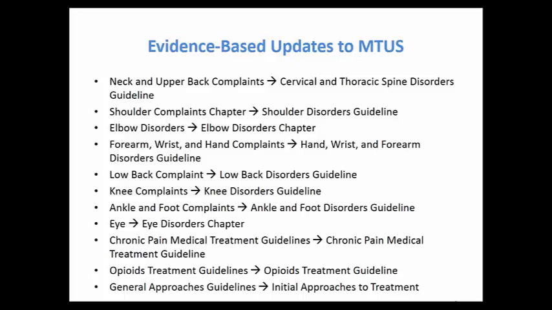Many of the updated guidelines are directly replacing older guidelines, but with slightly different titles. For example, the Cervical and Thoracic Spine Disorders Guideline has replaced the Neck and Upper Back Complaints chapter. The Shoulder Disorders Guideline has replaced the Shoulder Complaints chapter. Please take a look at the list on this slide, which shows the titles of the updated ACOEM guidelines, which are directly replacing their older counterparts.